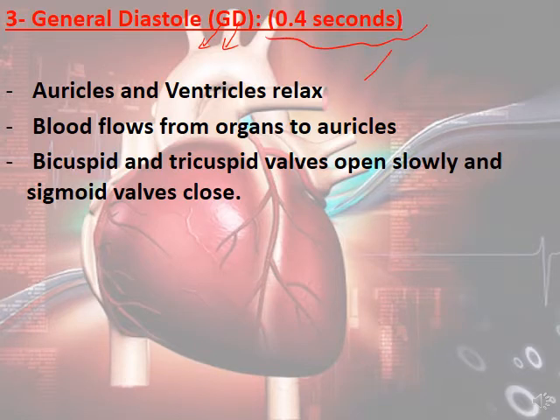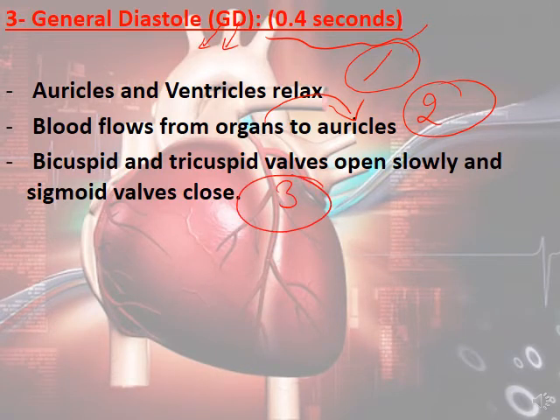Number one, the auricles and the ventricles relax. This is the relaxation phase. The blood flows from where to where? From the organs toward the auricles. The bicuspid and tricuspid valves open slowly, and the sigmoid valves close.